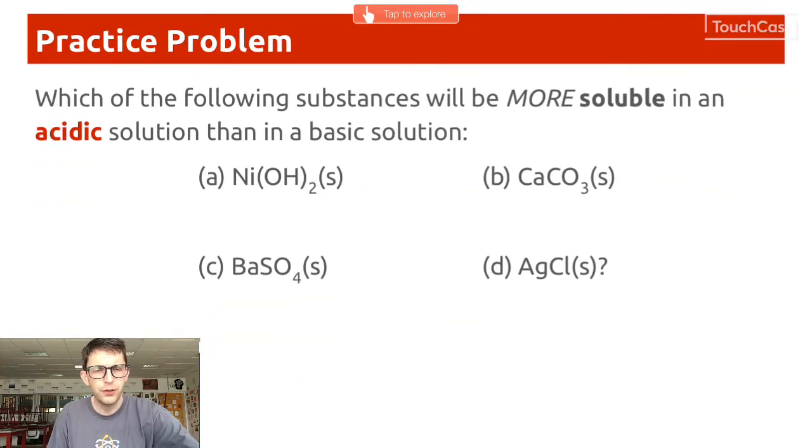So what I'd like you to do is try to put this all together and answer a practice problem. So which of the following substances will be more soluble in an acidic solution than in a basic solution? So why don't you pause the video here, try to answer this, and I'll give you a hint. Look at the ions that compose each of these salts, all right? And then ask yourself, if it's in an acidic solution, will more of it dissolve, all right? So pause the video, answer the questions, and then we'll discuss the solutions.